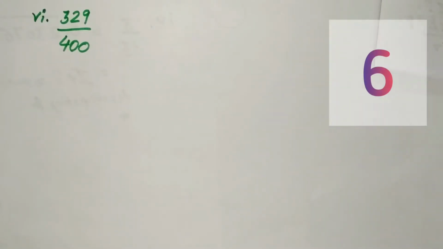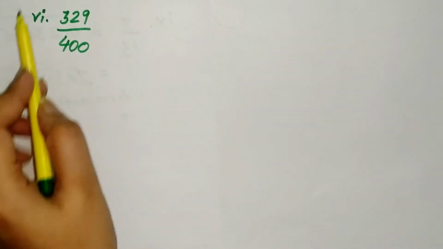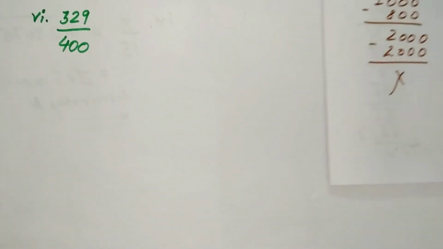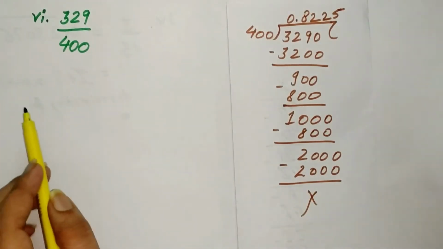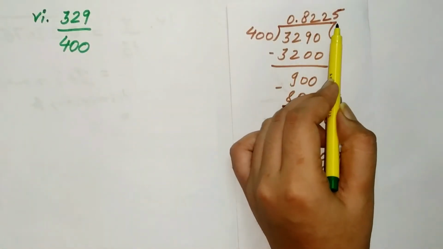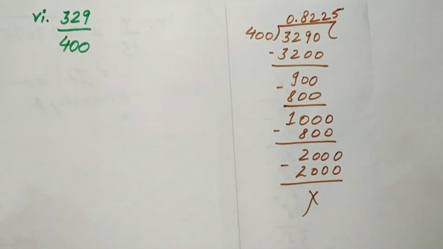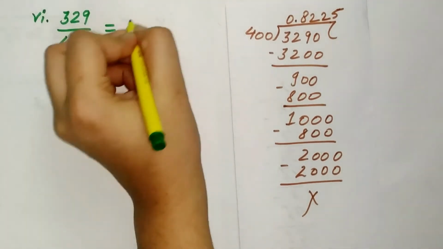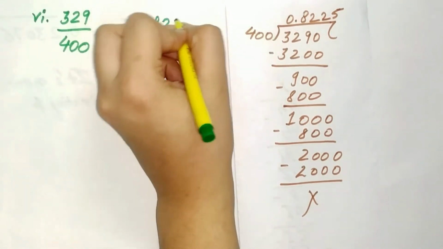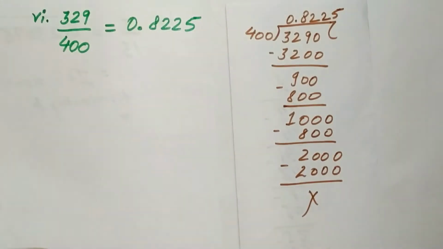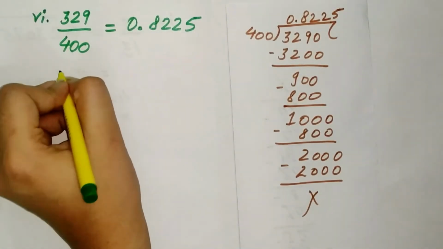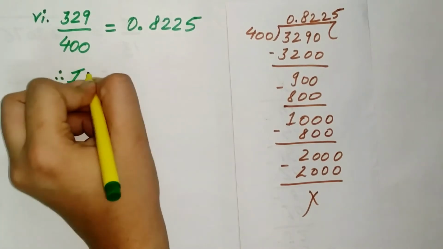Sixth part is 329 divided by 400, which is equivalent to 0.8225. Since remainder is 0, we can say it's terminating. So 329 divided by 400, decimal expansion is terminating.